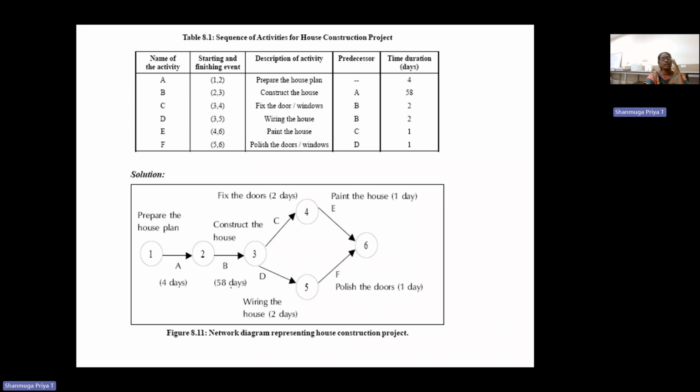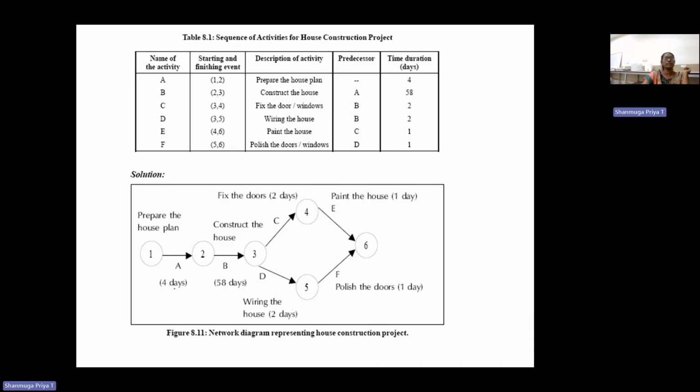They mention the name of the activity, A. The starting and finishing events are 1 and 2. The description of the activity is preparing the house plan. A is the starting activity, so there is no predecessor. A duration of 4 days is required. Similarly for all the activities A to F. So to make a network diagram, preparing a house plan is activity A, which requires 4 days.